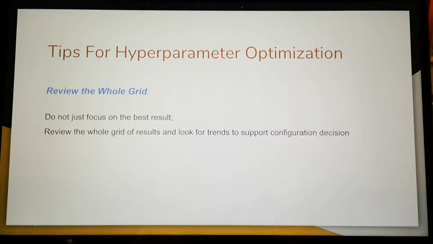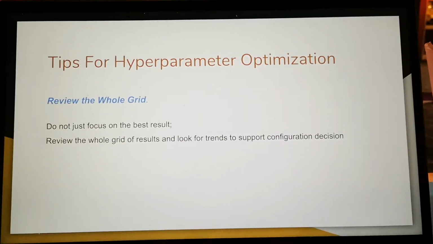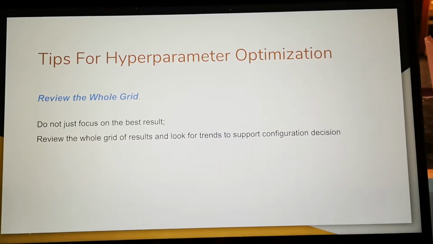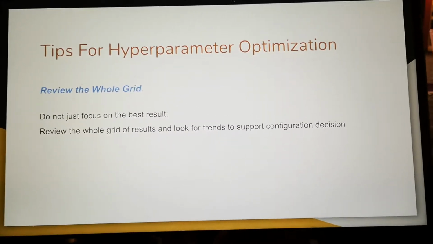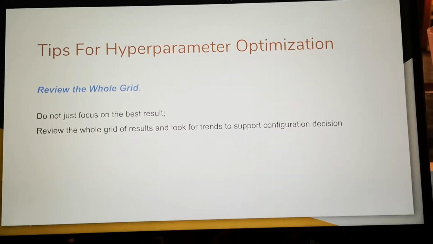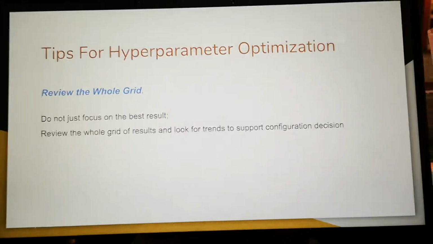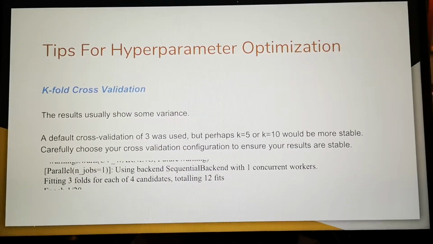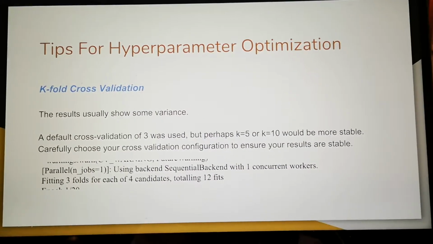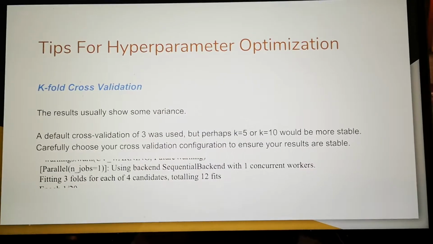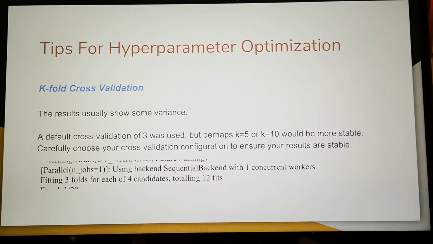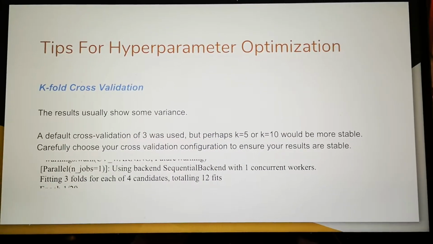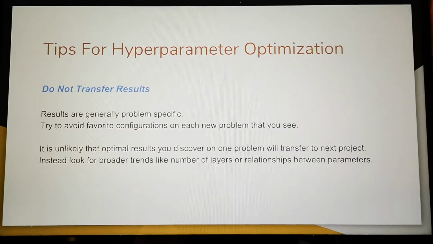And here are some tips for hyperparameter optimization. The first one is we need to review the whole grid. Do not just focus on the best result, but review the whole grid of results and look for trends to support configuration decisions. The second one is k-fold cross-validation, because the results really show some variance. In our project, we fit 3 folds for each of 4 candidates to ensure our results are stable.